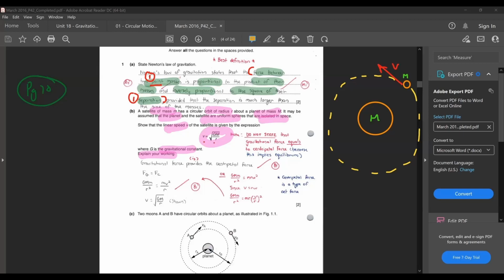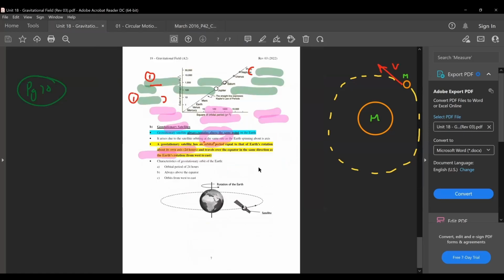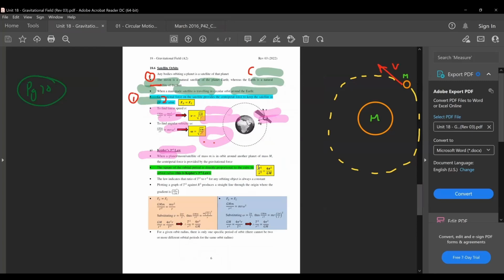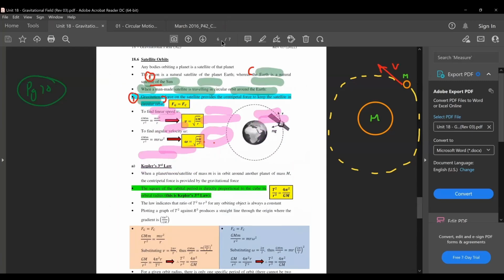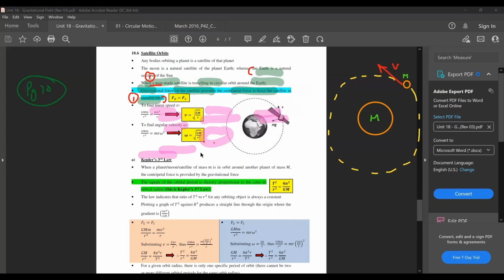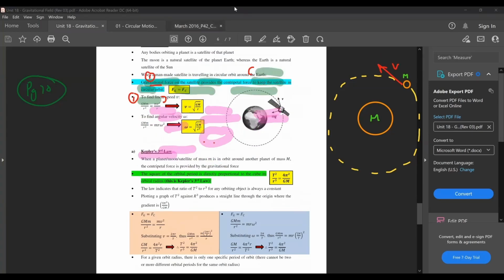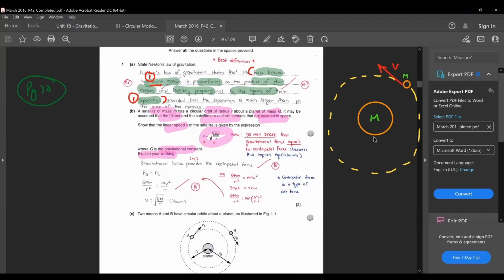So this one is actually relating to page 6 of your notes, okay? The one where we talk about satellite orbits from last week. So we talked about this last week for satellite orbits. If you want to find out the linear speed, there's a particular derivation or equation that you need to know. So here they mentioned to you that you need to explain your working.